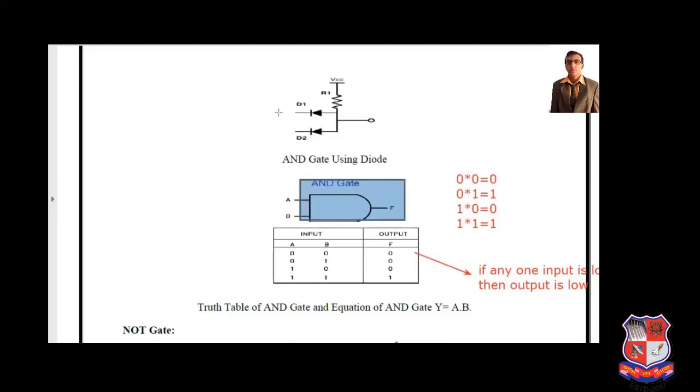Now this AND gate is developed with the help of diode. See this, just change the position of diode with respect to OR gate. So you will be able to design AND gate.